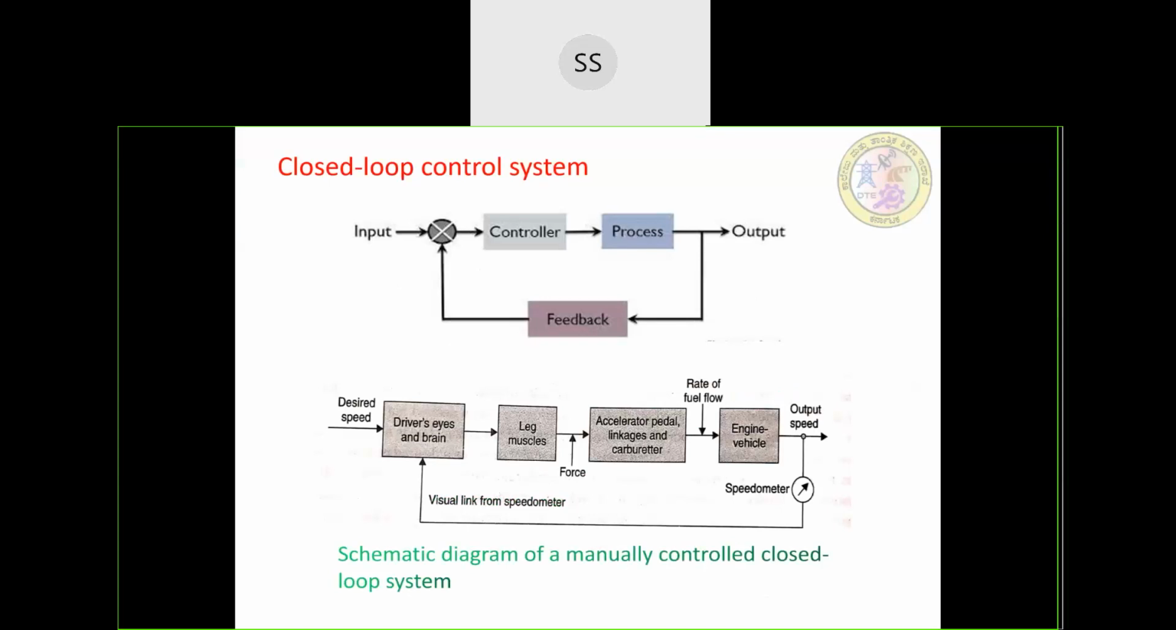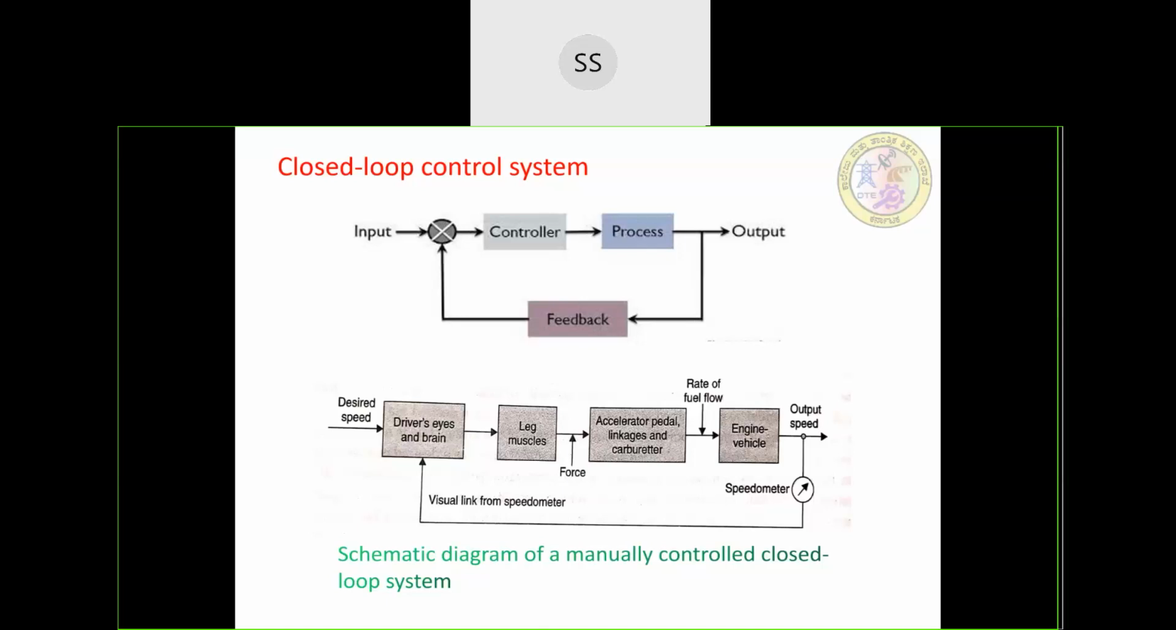Now this was the general block diagram, where in order to convert the open loop system into a closed loop, we always need a feedback, and that is going to connect output and the input. Now as an example for this closed loop system, we have taken a schematic diagram which is showing a manually controlled closed loop system. This is an example where an automobile driving mechanism is being shown.